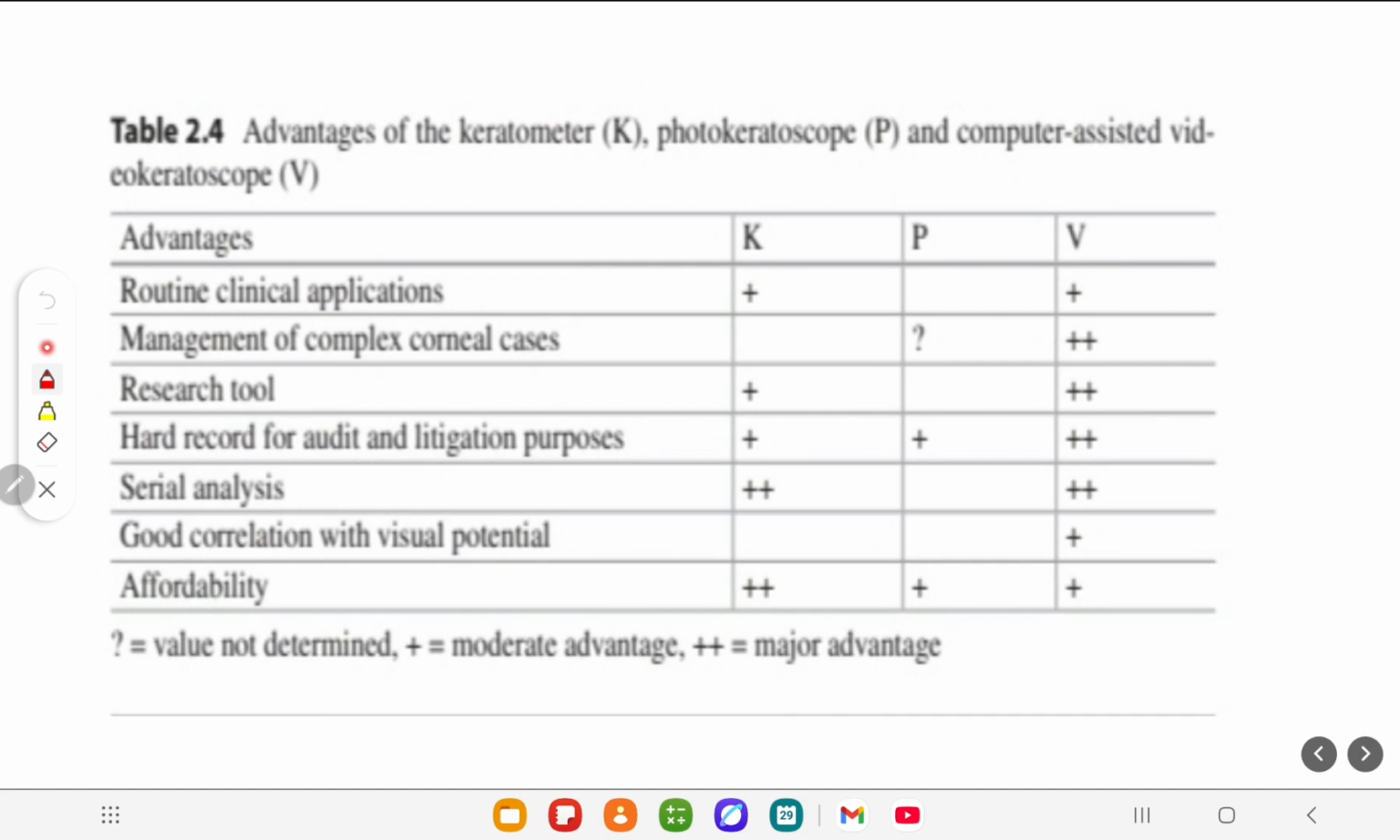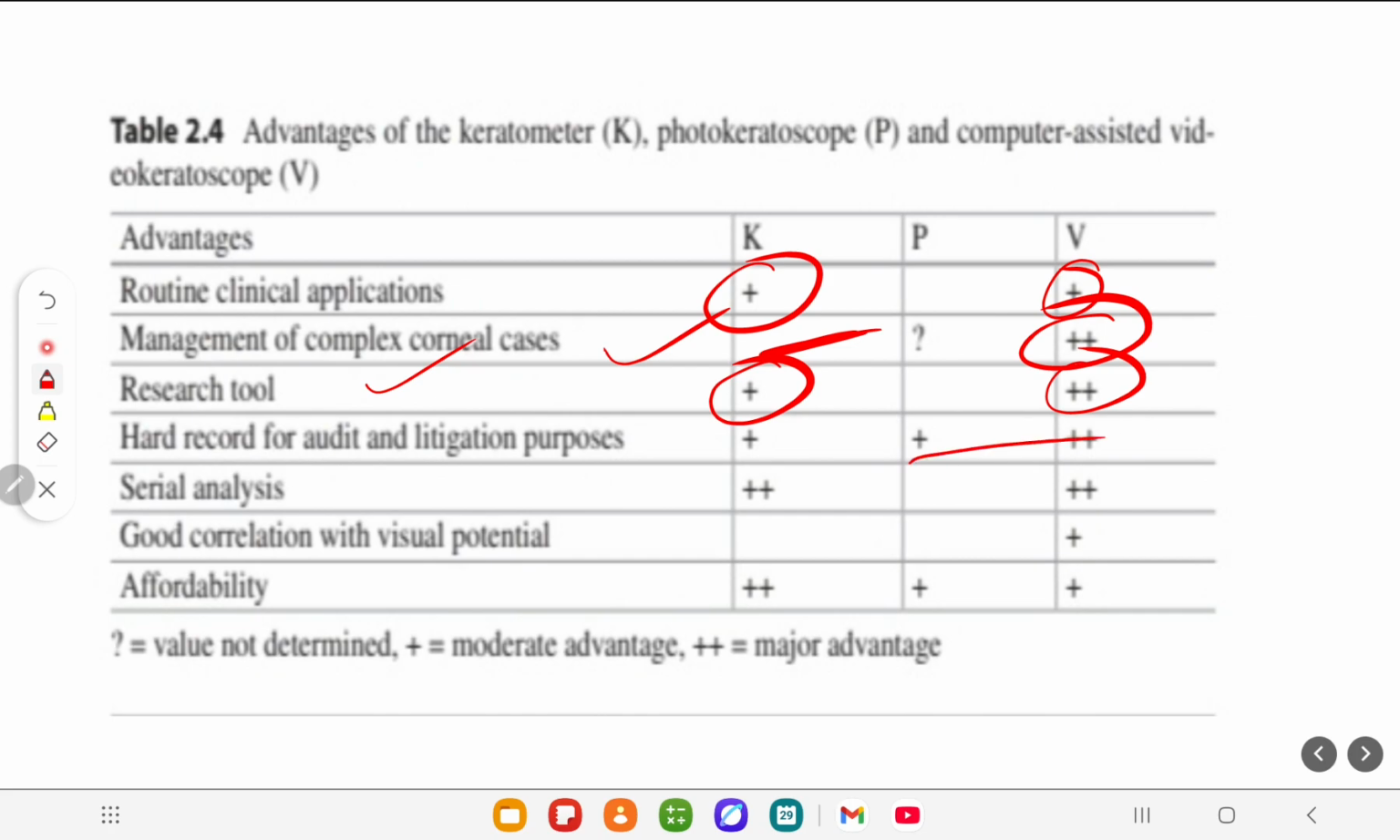So let's discuss a little bit about the advantages of keratometry, photokeratoscopy, and video keratoscopy. What are the advantages? Routine clinical application? Yes, definitely keratometry is very, very easy. Video keratoscope also. Management of complex corneal cases, don't use this. Definitely video keratoscopy. Research tool, video keratoscopy is used. Hard record for audit and litigation purposes, obviously you can. Serial analysis, keratometry is good. Good correlation with the visual potential, that's very good. But central 3 mm keratometry can do good analysis. Affordability, oh, I don't know about it.